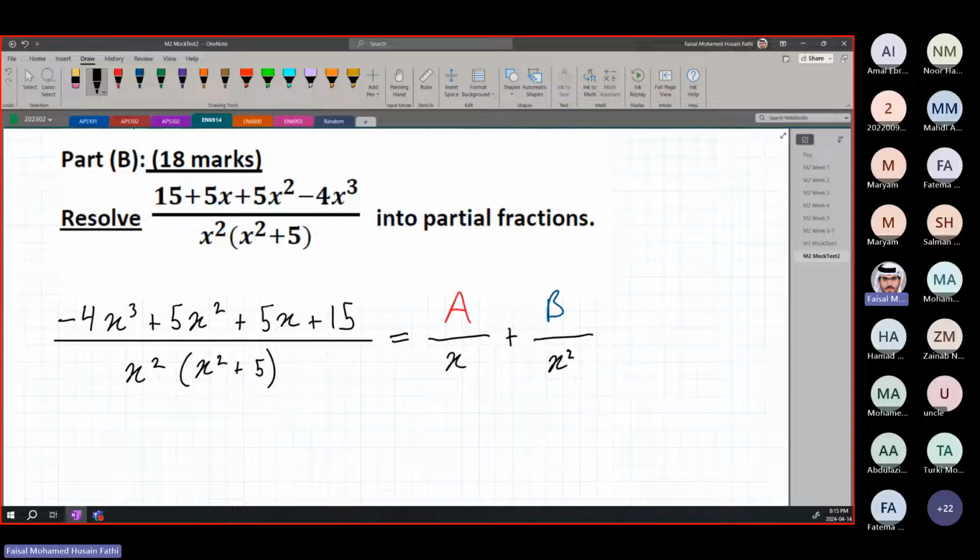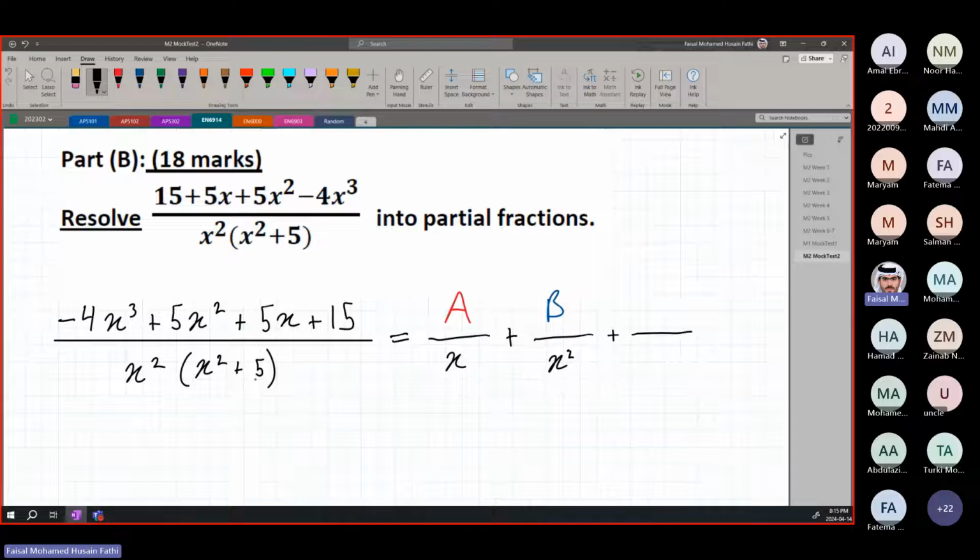Linear repeated roots: this is the way to do it when you have x to the power of 2 or (x plus 1) to the power of 2. You're going to do it with 1 power, then 2 power, 3 power, 4 power, up to the power that is given here. Now let's continue to look at the other part, x squared plus 5.